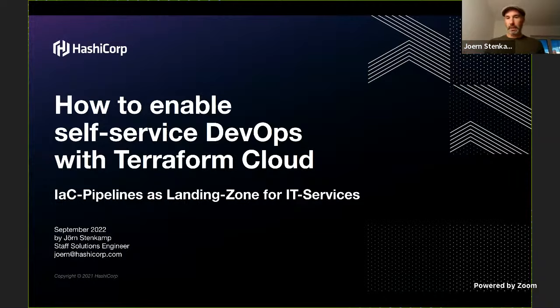So again, what I'm talking about is the enablement from an organizational perspective, how we can enable development teams at scale with consistency, in that they're allowed to do what they should do, but also always aligned with policies or within some guardrails, so that they can only do things that are within those guardrails. So in other words, it's infrastructure as code pipelines as a landing zone for any kind of IT service.